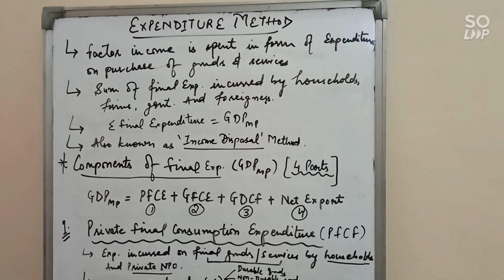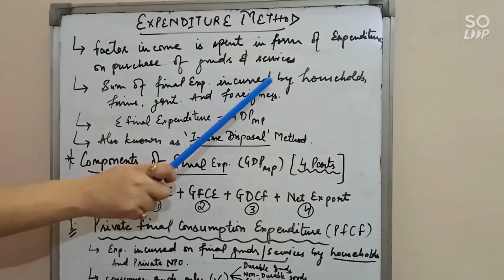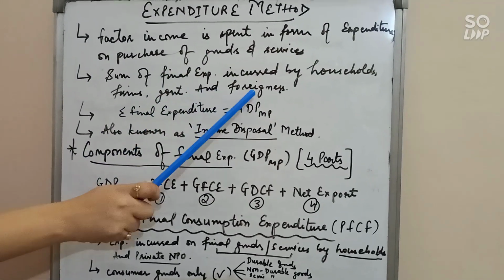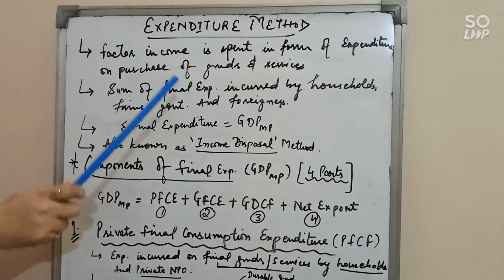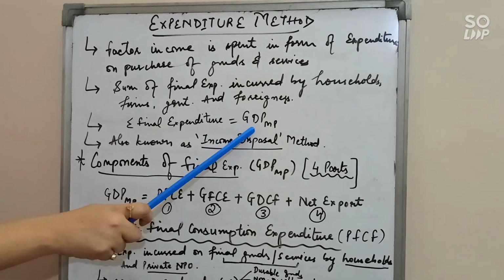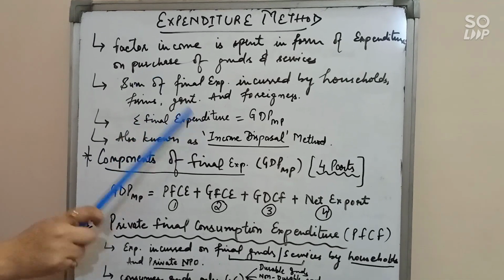So in this method, we will take the sum of final expenditure incurred by all the sectors, that is household, firms, government and foreigners. When we take the sum of total expenditure, it will be equal to GDP at MP. So we can write here in short form: sum of final expenditure.